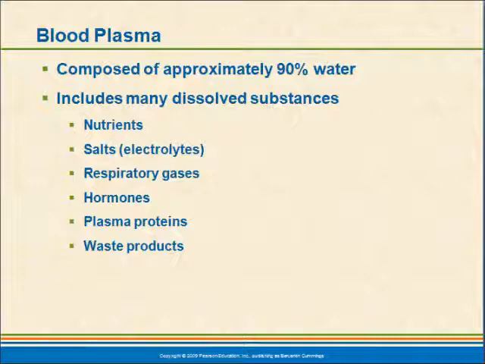It also has a lot of dissolved substances: nutrients, salts, respiratory gases, hormones, plasma proteins, waste products. The truth is that everything that makes it to every living cell that we have in our body has gotten there through blood or through the plasma. Something to be aware of: it is the transport medium of the body and serves some major functions beyond just carrying oxygen to tissues and carbon dioxide away from the tissues.